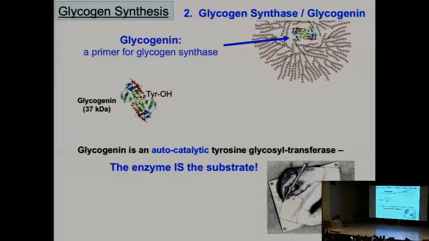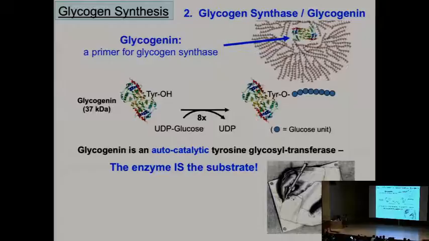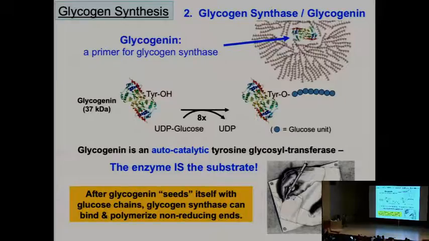But glycogenin has this special tyrosine residue on it, which it can itself decorate with glucose. So as long as UDP glucose is around, glycogenin can just decorate its tyrosine residue with more and more glucose units, and can do that up to 8 times. And yeah, this requires no energy, it happens spontaneously. It's pretty incredible. So after glycogenin seeds itself with this glucose, then glycogen synthase has something it can recognize. It'll come in, bind, and start polymerizing those non-reducing ends.